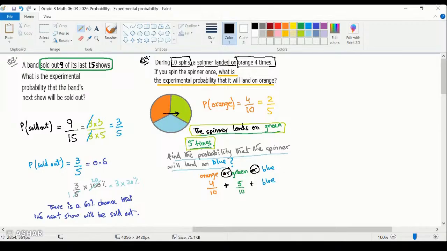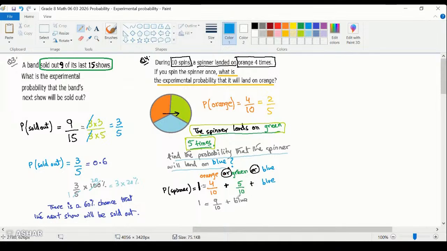And I told you the probability of any event, in this case the probability of the spinner, has to be between 1 and 0. So a complete event has a probability of 1. So can we add the numbers and subtract from 1 to find the probability of blue? Can we say 1 is equal to 9 upon 10 plus blue?